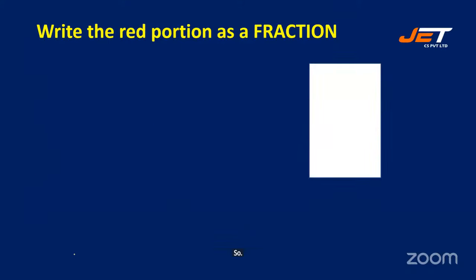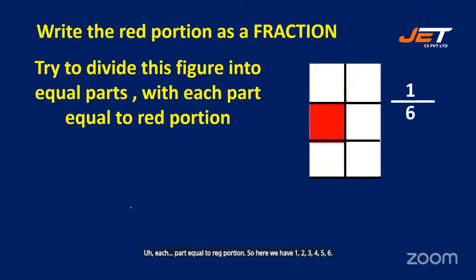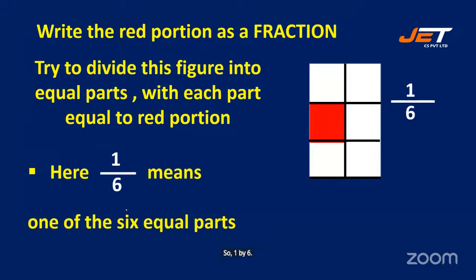So one of the 8 equal parts. Now write the red portion here. Try to divide this portion into equal parts with each part equal to the red portion. So here we have 1, 2, 3, 4, 5, 6. So 1 by 6. Clear? How do we write 1 by 6? Because only one red part is being shaded and the total is 6. Out of 6, 1 is shaded.